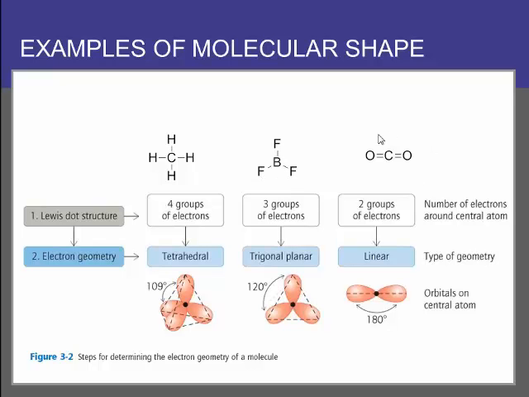And we've seen carbon dioxide before. There are only 2 groups of electrons in this molecule, the CO double bond on the left, CO double bond on the right. And that gives us a linear electron geometry. And again, 180 degrees is the bond angle.